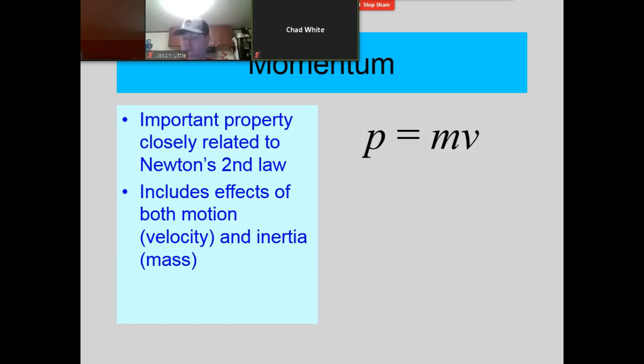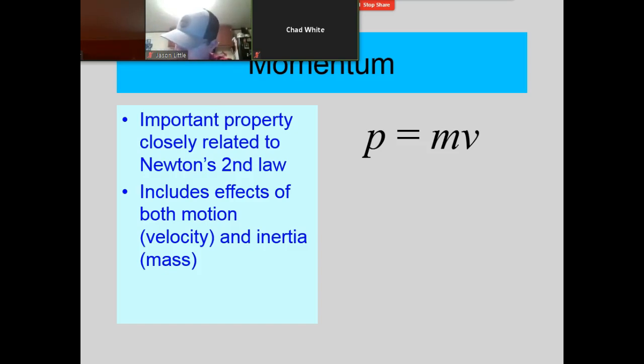All right. Here's what momentum is. It's an important property, closely related to Newton's second law, but it's also in many ways related to the third law. We'll talk about that also. This quantity involves the effects both of the motion, which is velocity, and with the inertia, which is mass. Both of those concepts are involved here.